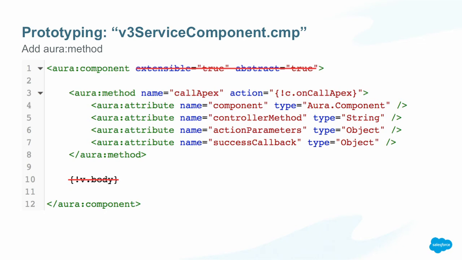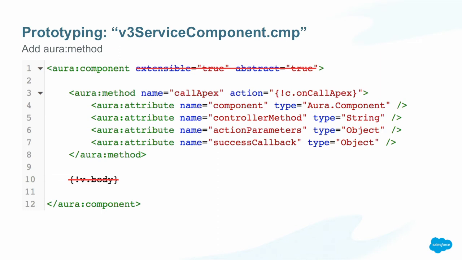So how does it look? It's aura:method. You give that element a name. I can use callApex here as well. It doesn't have to be a freely chosen name. And as with every event happening in a Lightning Component, it is handled by your controller. In this case, it's called onCallApex. When you call a method, you have to define parameters. We have these three parameters we already know: controller method, action parameters, and success callback. And I have a fourth parameter, the component reference. I'll come back to this because this is the hard part in this example to understand.